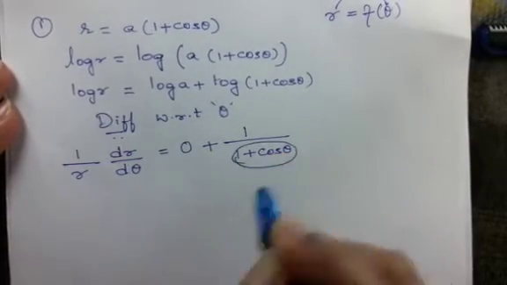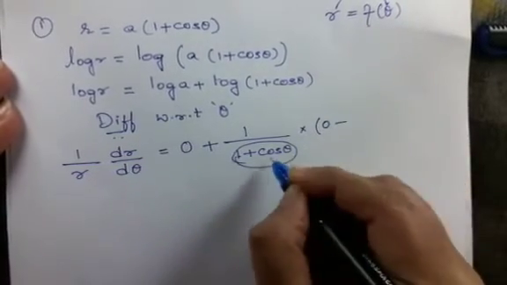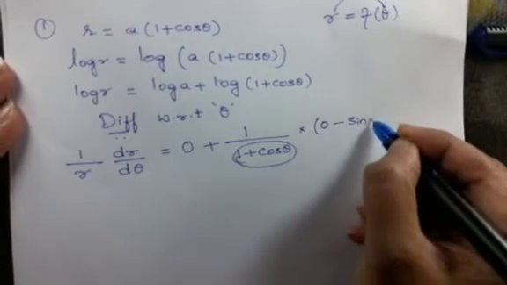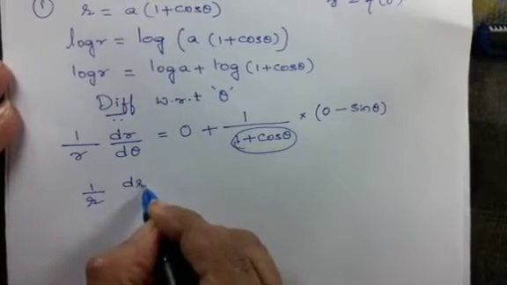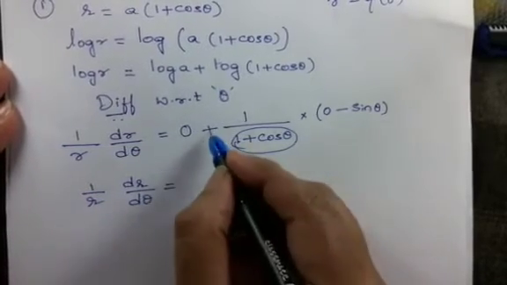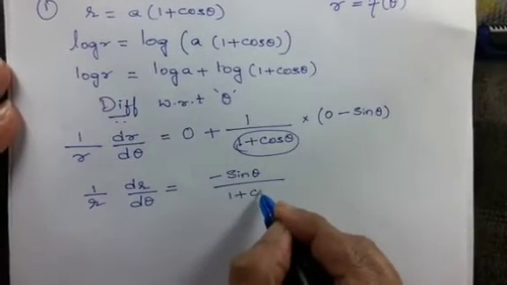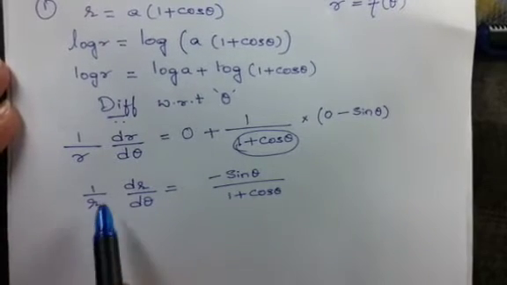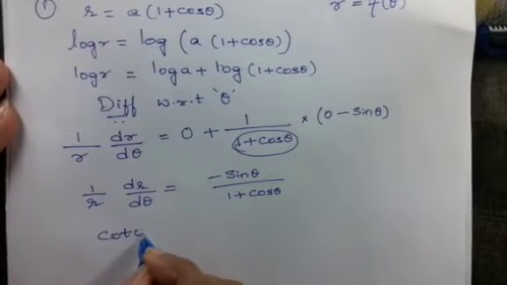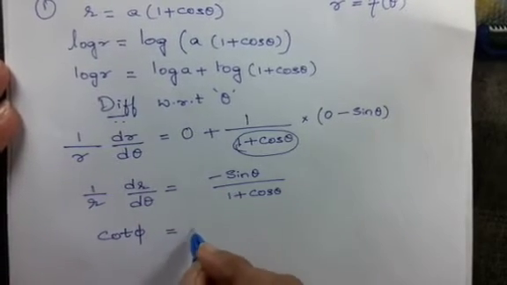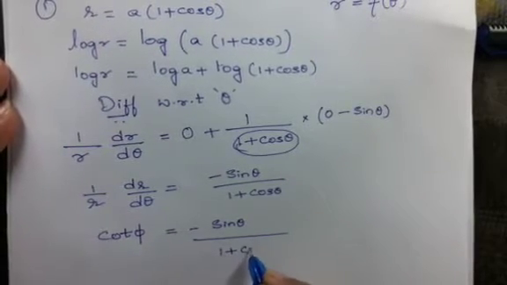Differentiate 1 plus cos theta again. What will I get? 1 is constant, so its differentiation is 0. Cos theta, if you differentiate, I will get minus sin theta. So 1 by r dr by d theta is equal to minus sin theta divided by 1 plus cos theta. But what is 1 by r dr by d theta? We know already, it is cot phi, correct? So cot phi is equal to minus sin theta divided by 1 plus cos theta.